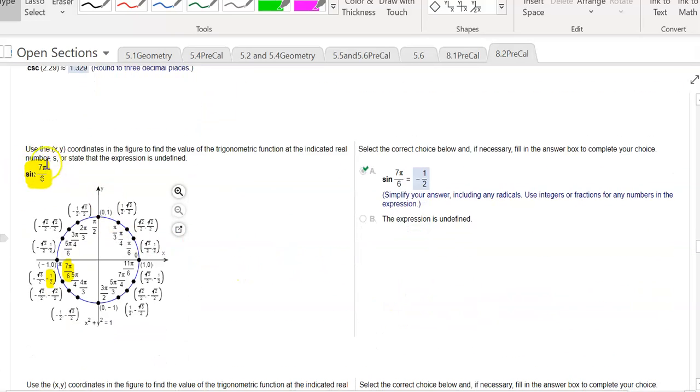Here we're traveling 7 pi over 6. This is in the positive direction, so I simply go around. I stop at pi over 6. It's asking for sine. That is my y value, and we're done.